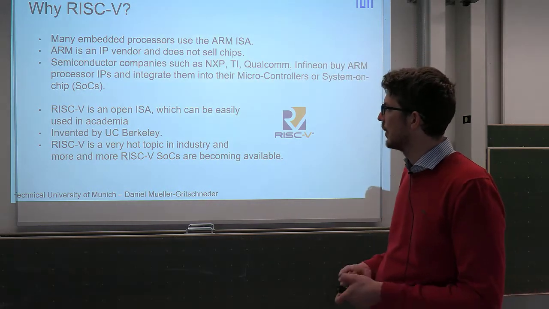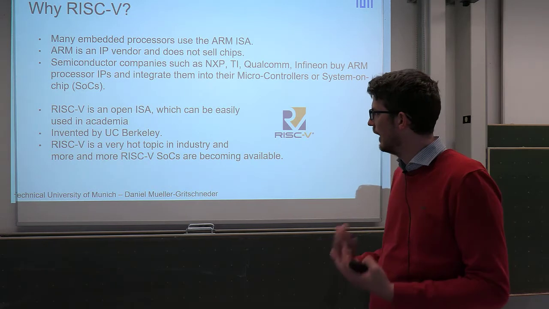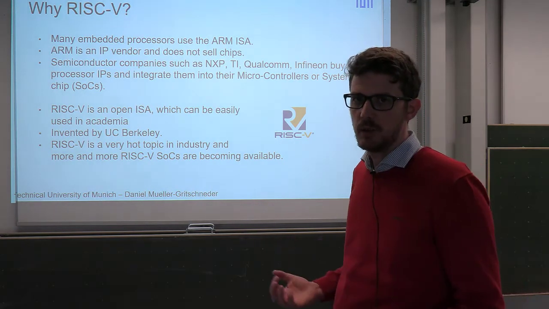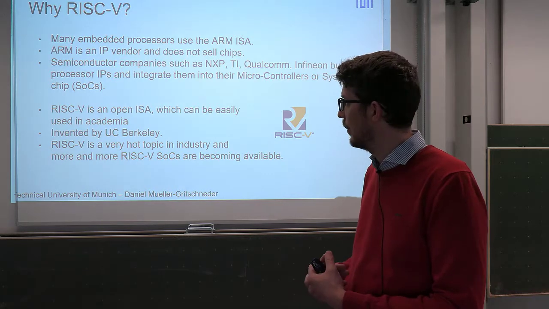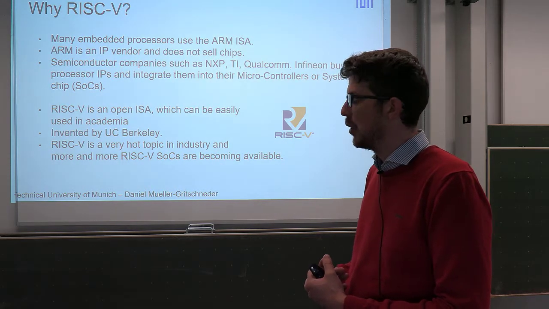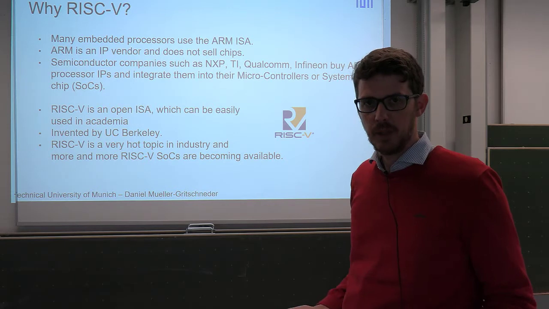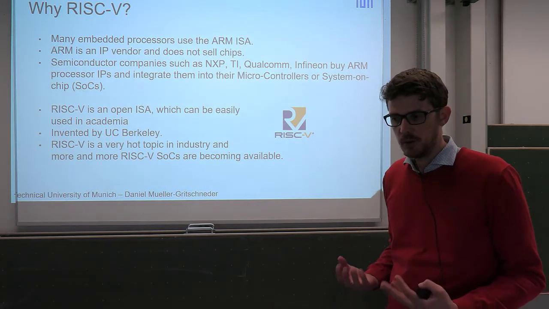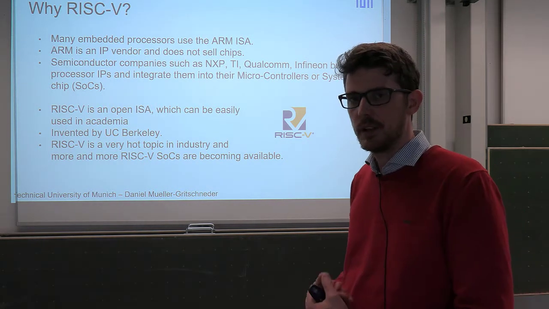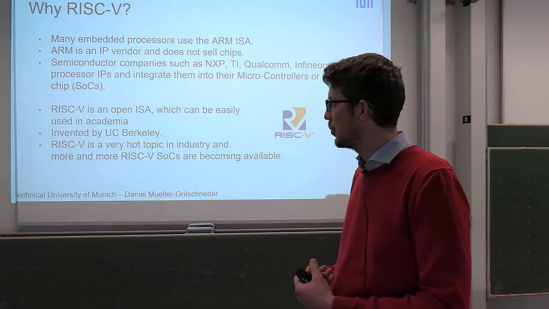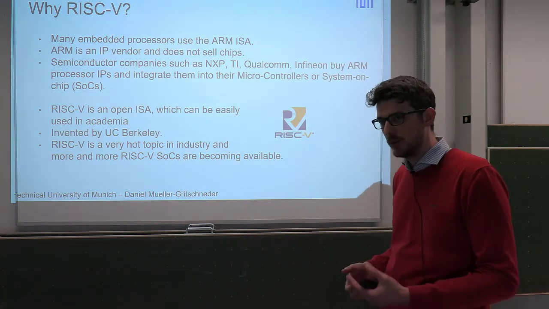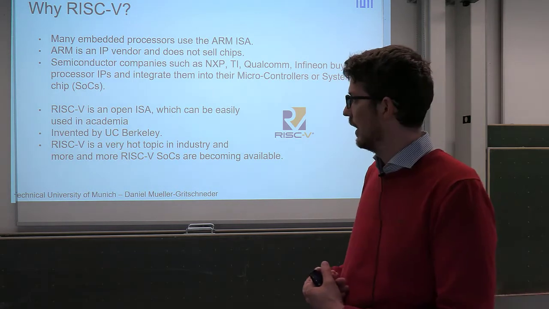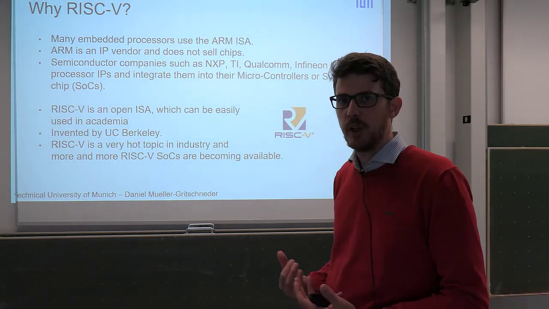And they invented RISC-V as really an open ISA, which can be easily used in academia. You can just build processors with it. But it's not restricted to academia. You're also able to use it industrially, commercially, and it's really free to use. And therefore, it has now become quite a hot topic for industry to adopt it.